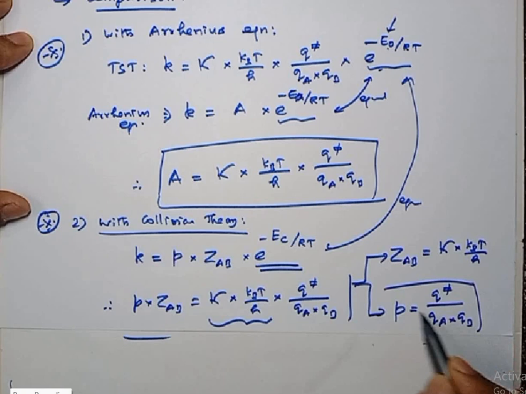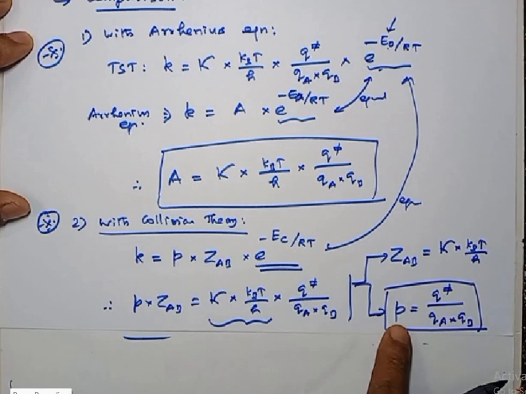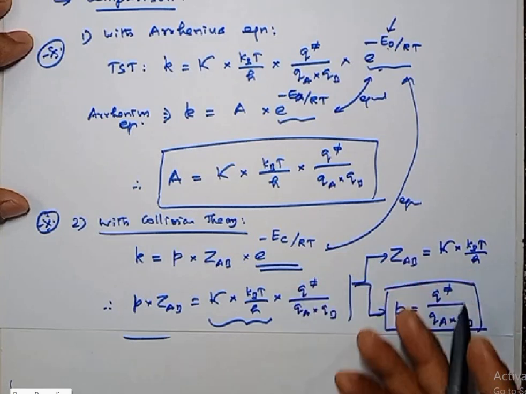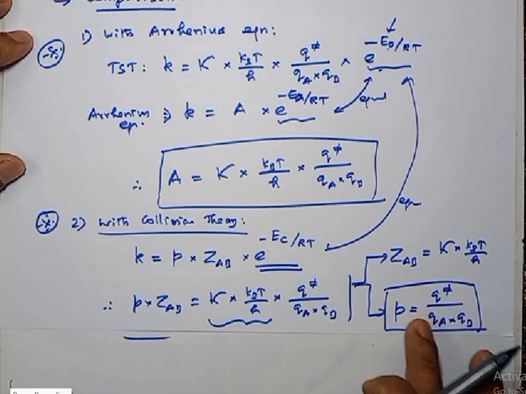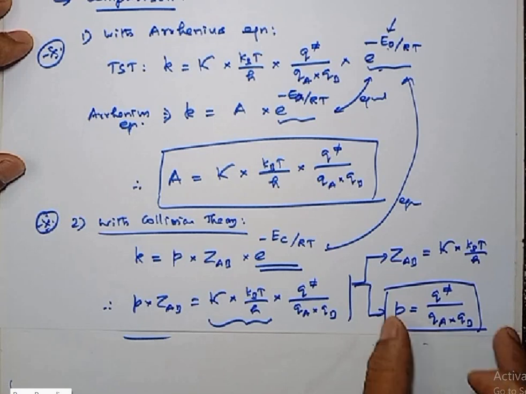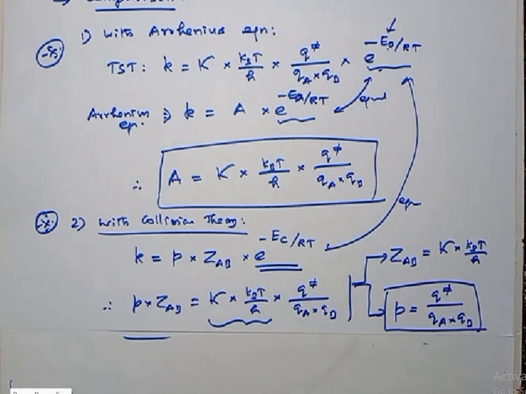Take down, very, very important. How to calculate steric factor using partition function values. Yes, it is possible, we can calculate. And this is the expression, try to remember this. Take down some of the approximate values of the translation partition function, rotation partition function and all.